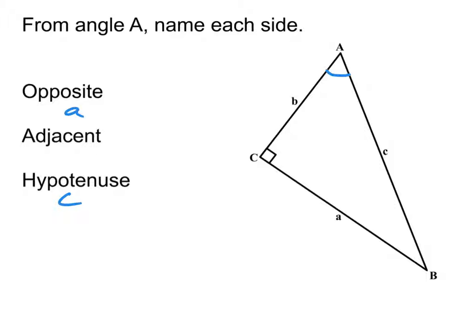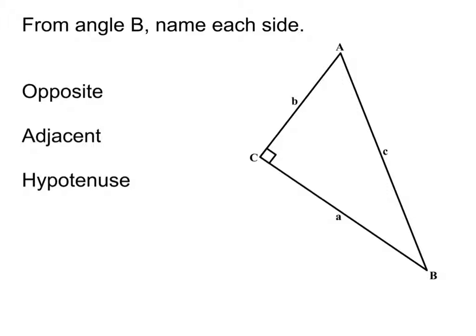So then what's the adjacent? It's got to be B because of process of elimination. We know that it's the other one, but I can also know that because it's the one that's next to the angle, but is not the hypotenuse. If I go from angle B, what will each of those sides be?